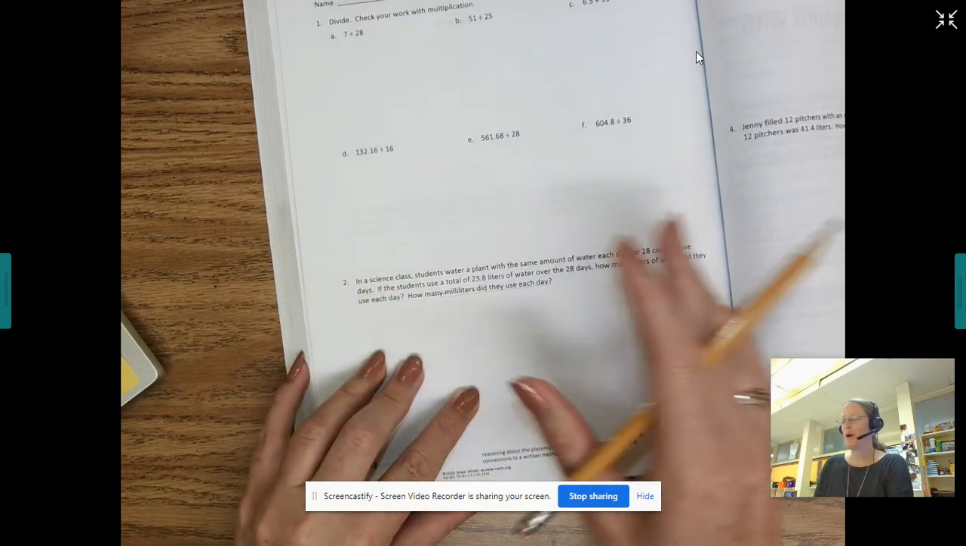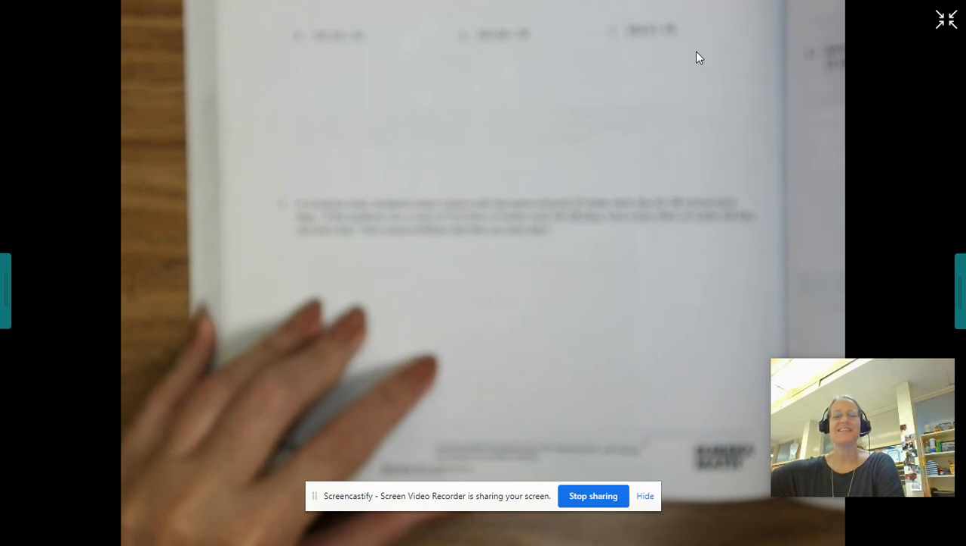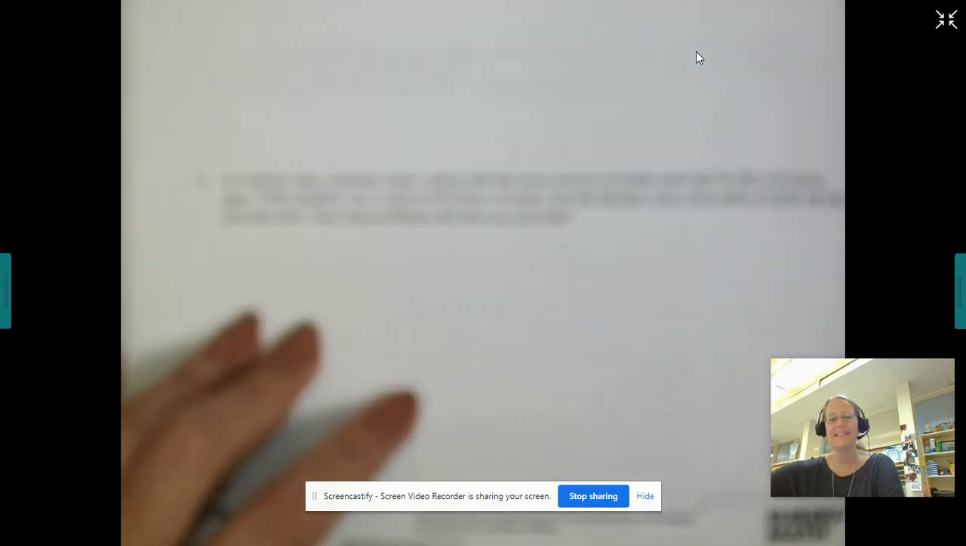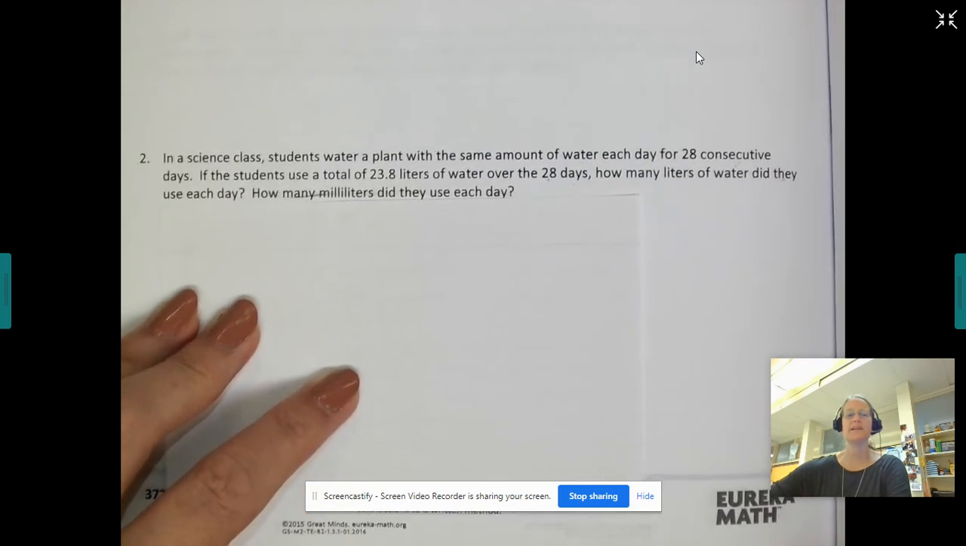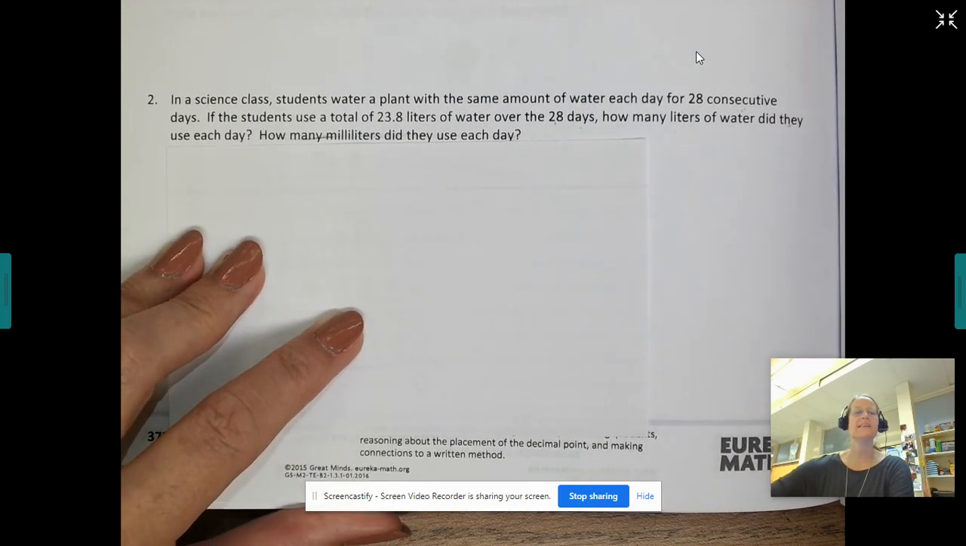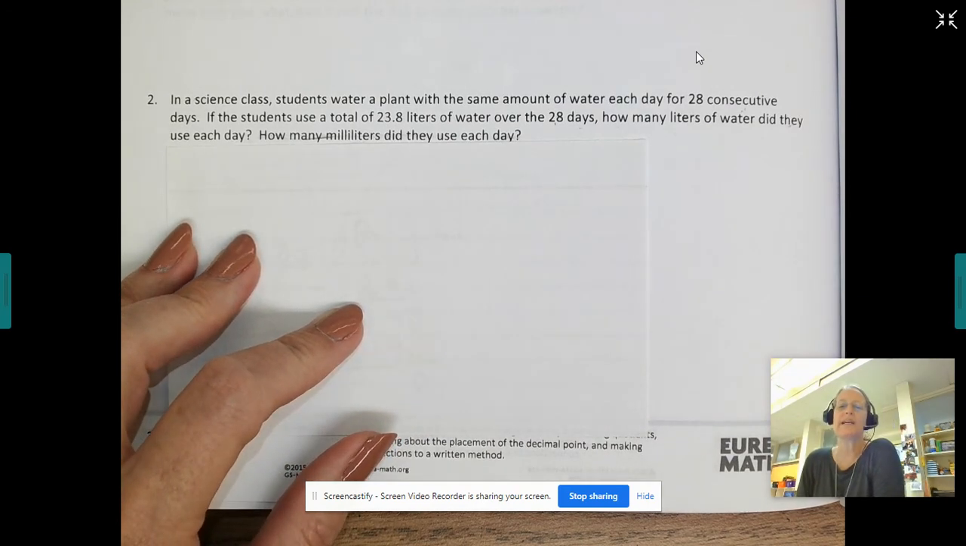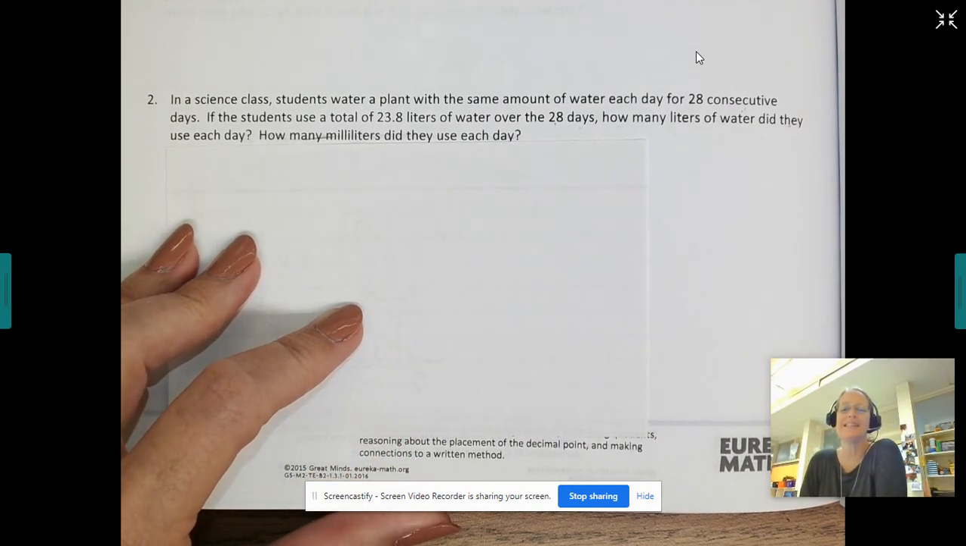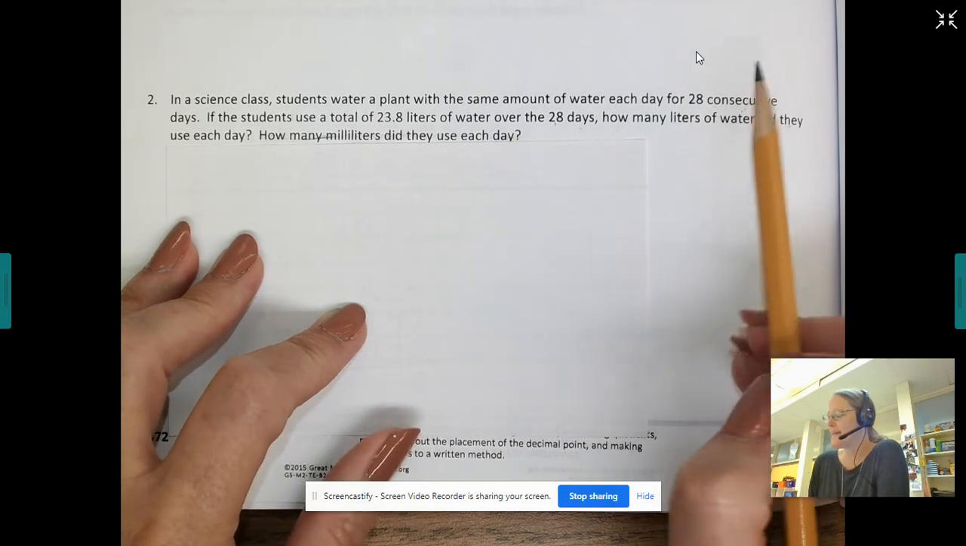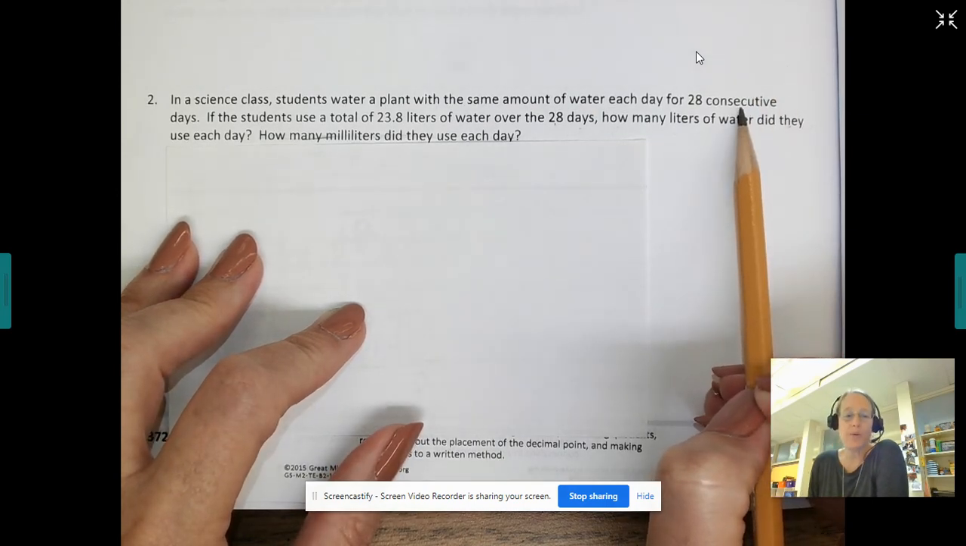Let's read this word problem together and solve it. So in a science class, students water a plant with the same amount of water each day for 28 consecutive days. Consecutive just means in a row.